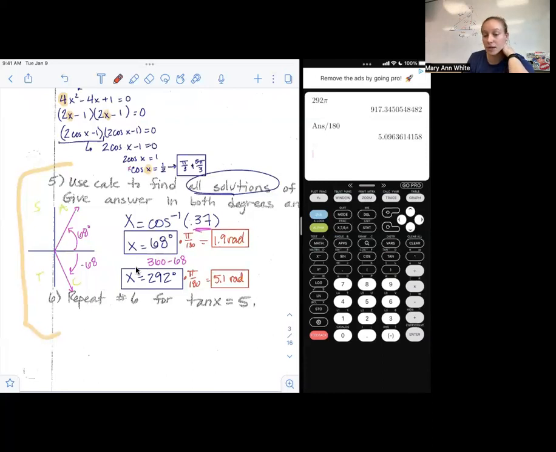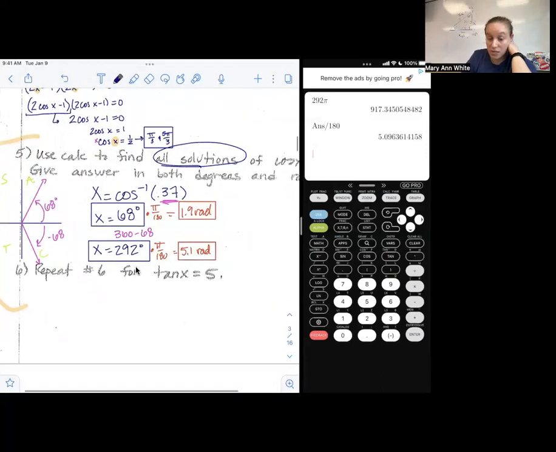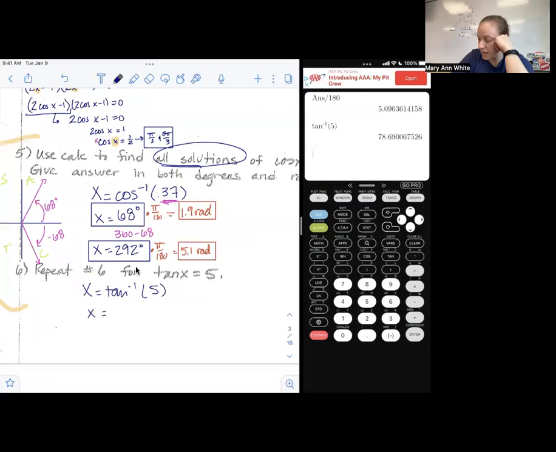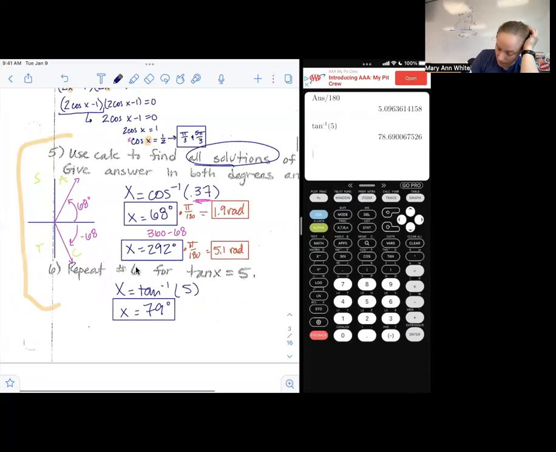Okay, the last problem, we're going to do the exact same thing, but we're going to do tan of x equals 5. So to start, just like we did before, we're going to do inverse tangent of 5. And we're going to figure out what that equals. Second tan of 5. It's important it's second tan, not normal tan. And I get 78 point, let's round that up to 79. Again, all we've done is plugged and chugged in the calculator, so that's pretty self-explanatory.